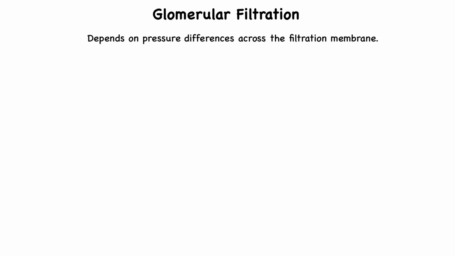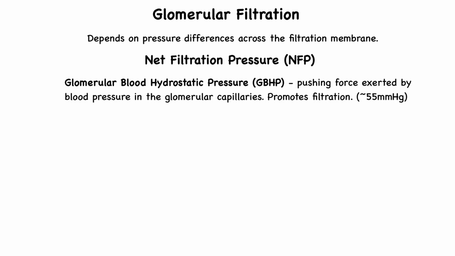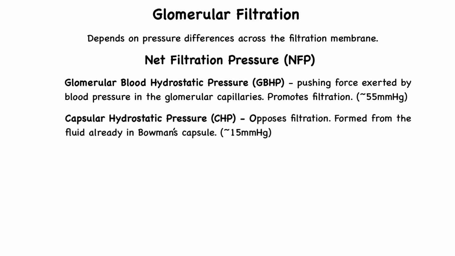Glomerular filtration depends on pressure differences across the filtration membrane. The driving force behind this is called net filtration pressure, which is the balance of 3 forces: 1 that promotes filtration and 2 that oppose filtration. We have glomerular blood hydrostatic pressure, which is the pushing force that is exerted by blood pressure in the glomerular capillaries. This pressure promotes filtration by forcing water and solutes through the filtration membrane, and it's about 55 millimeters of mercury. We also have capsular hydrostatic pressure.